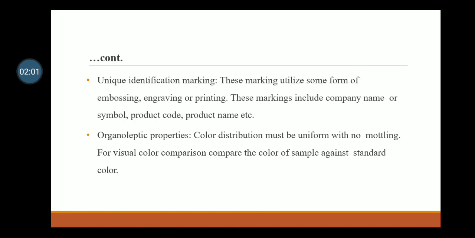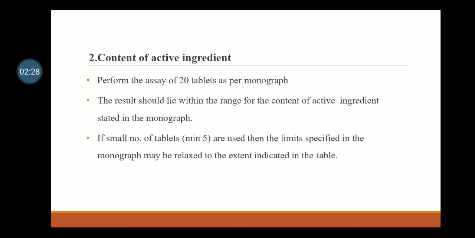Then unique identification marking. These markings utilize some form of embossing, engraving or printing. These markings include company name or symbol, product code, product name, etc. Organoleptic properties: color distribution must be uniform with no mottling. For visual color comparison, compare the color of the sample against the standard color.